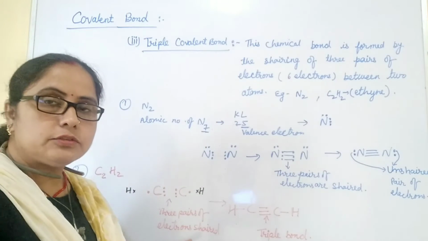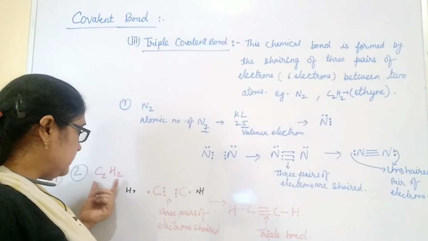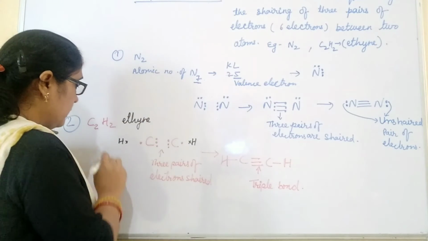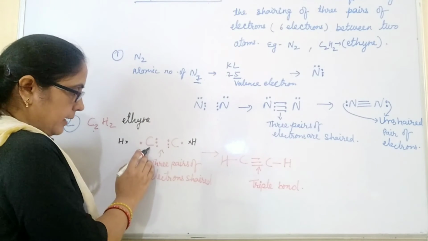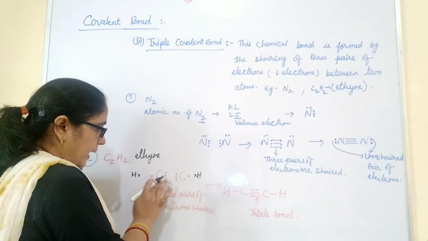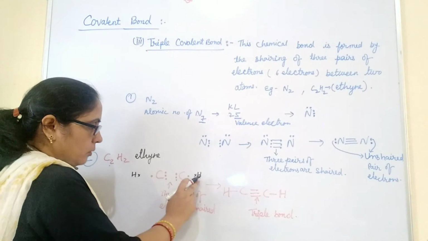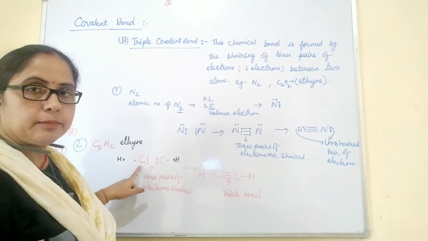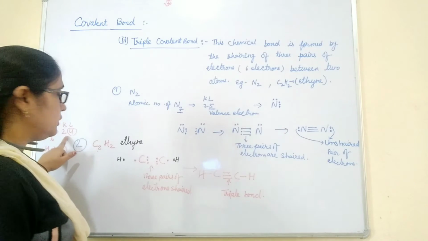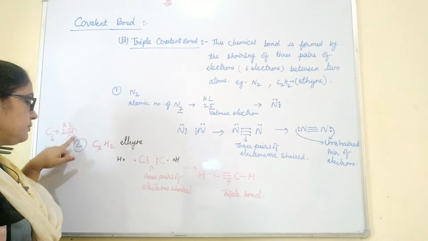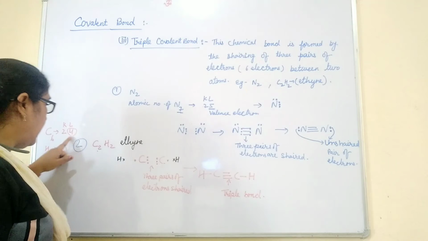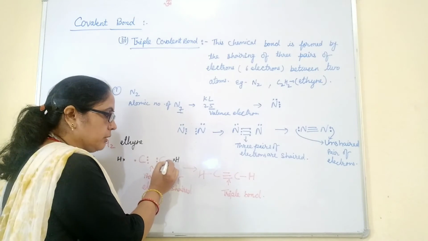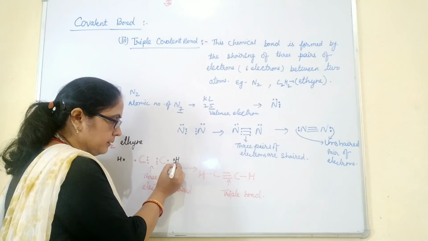So students, how does C2H2 combine together? C2H2, ethyne, contains 2 carbon atoms. So we are drawing 2 carbon atoms and 2 hydrogen atoms on its both sides. We know that atomic number of carbon is 6 and electronic configuration 2 and 4. So it contains 4 electrons in its last shell and hydrogen contains 1 electron in its last shell. So carbon shares only 1 electron with hydrogen.